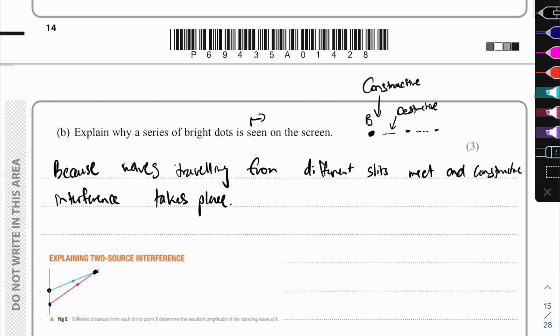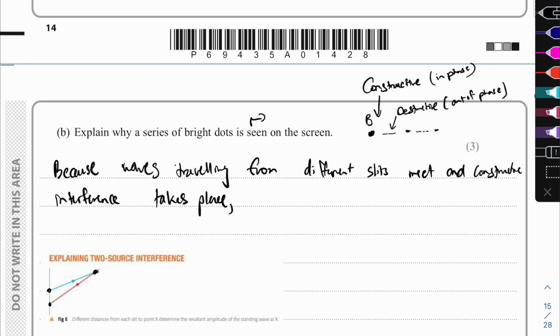All right. When does constructive interference happen? This is very obvious. We need to mention phase. Why? Because this is in phase, we get the bright dots, and destructive is out of phase. That's why we get darkness, right?